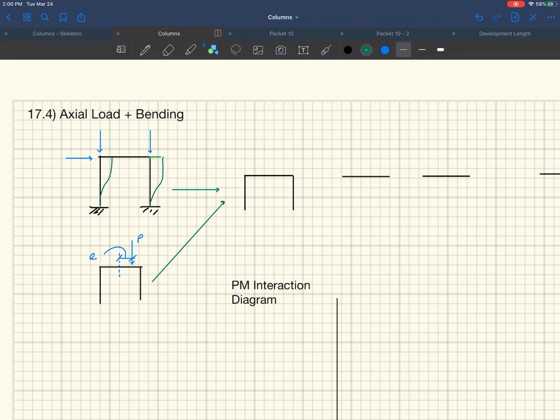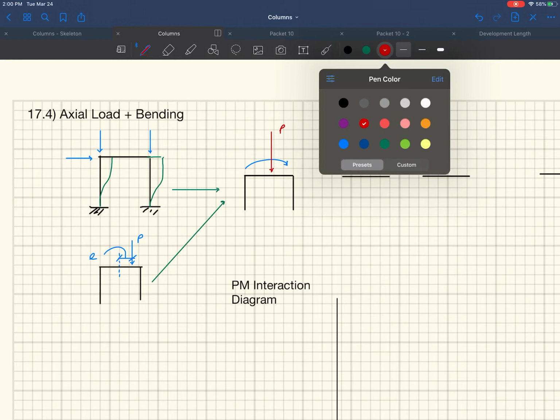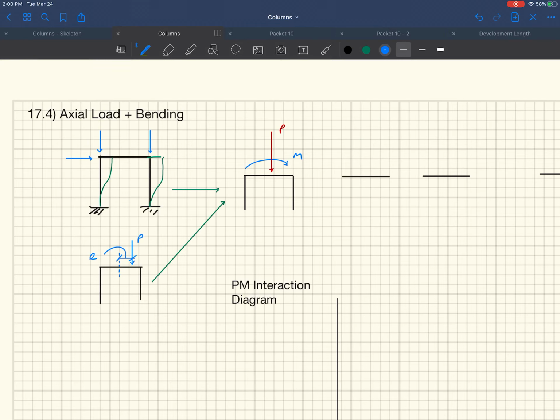You end up with a loading condition that looks like this, right? You have a moment, or another way to look at this is you have a moment and an axial load. You have a concentric axial load and then a moment. And you can treat those things as being separate, right? Using superposition, they both cause effects on it. One's bending and one's an axial load, and you remember that from statics, right?